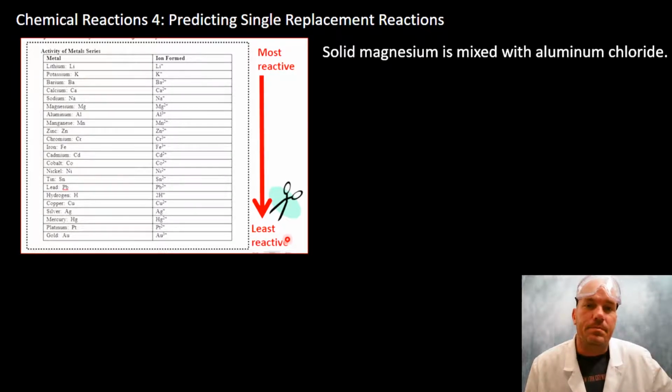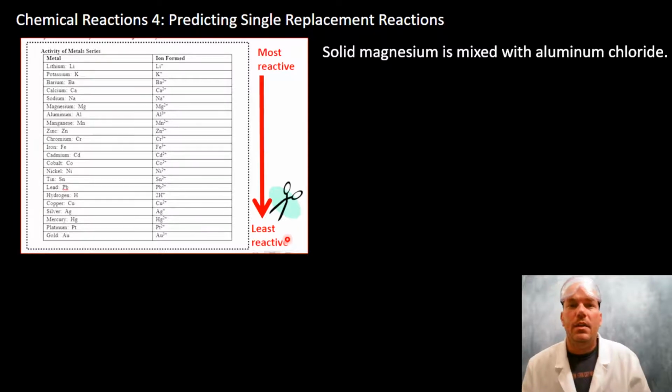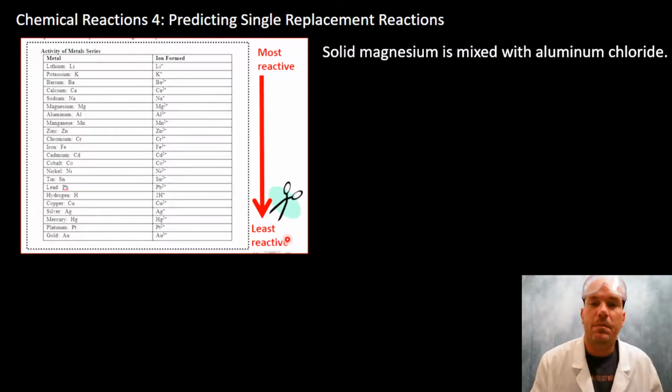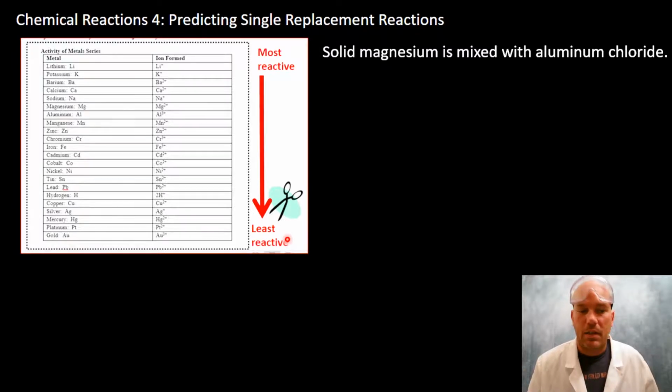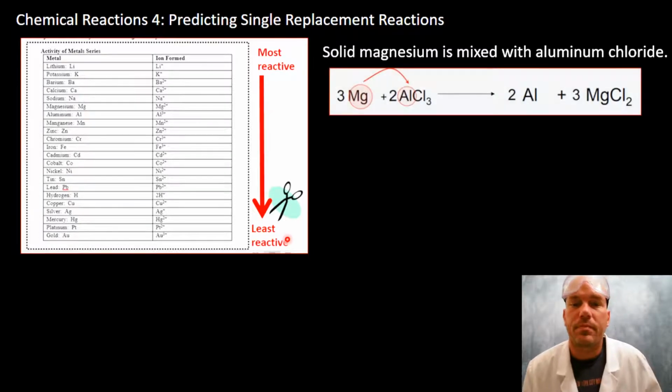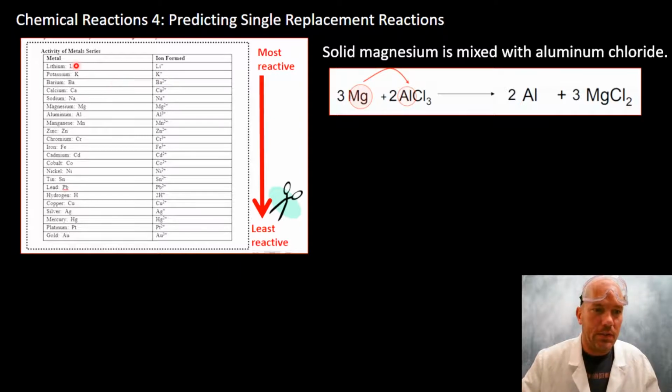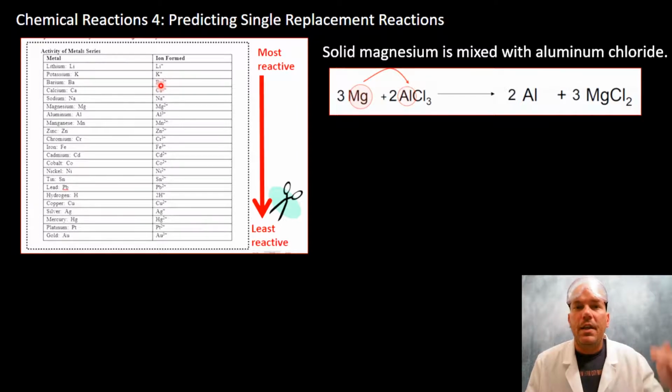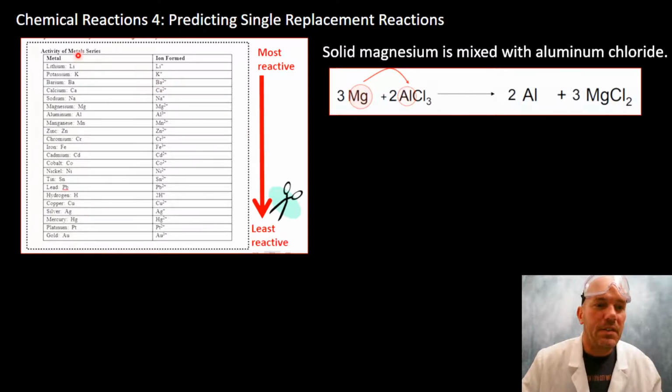Okay. Our first example here. Solid magnesium is mixed with aluminum chloride. As always, take a moment, pause the podcast, go ahead and write this out. And we're going to predict the products. That's what's different now. You're given the reactants and asked, what do they produce? Okay. So in this case here, we're going to look at the two cations, the two metals. This is the activity series of metals. We're going to compare magnesium to aluminum. Whichever one is higher up is the more reactive species.